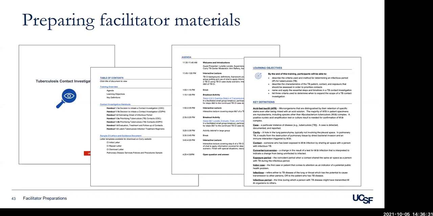We found a lot of value in creating learner guides or booklets and then facilitator guides to go along with that. This is an example of the first few pages of a learner guide for our TB contact investigation training. We provided a table of contents so that throughout the training, if we asked learners and facilitators to, for example, flip to a flowchart or page X, they had everything on hand and readily accessible. And then we also provided learning objectives and key definitions. Let's go to the next slide.